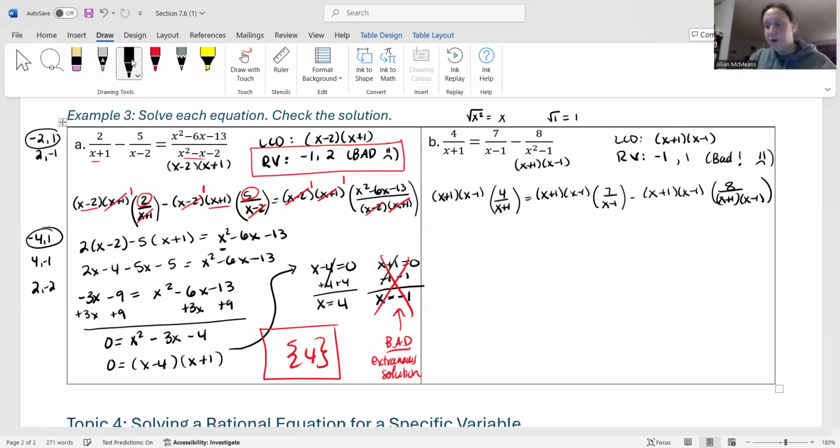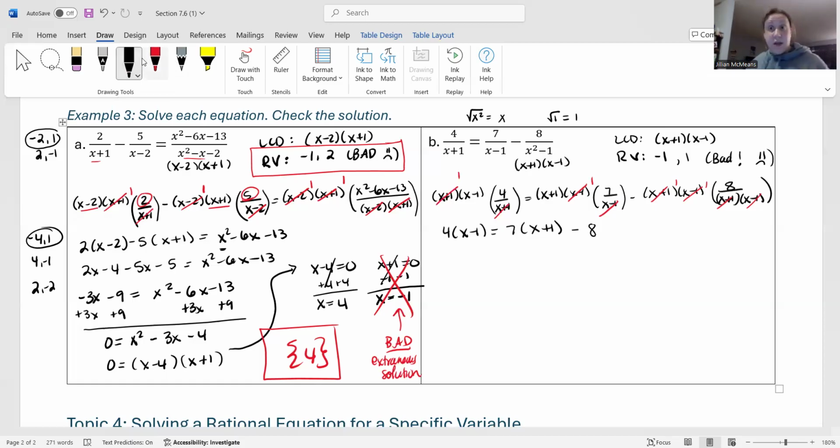And then cancel your denominator. So in the first term, the x plus 1 cancels the x plus 1 in the LCD, leaving me with 1 times 4 times x minus 1. So that's 4 times x minus 1. For the second term, the x minus 1 in the denominator cancels the x minus 1 in the LCD, leaving me with 1 times 7 times x plus 1, so 7 times x plus 1. And then for the third term, the x plus 1 and the x minus 1 in the denominator both cancel into the LCD, just leaving a 1. So we're left with just 1 times 8, which is just 8.